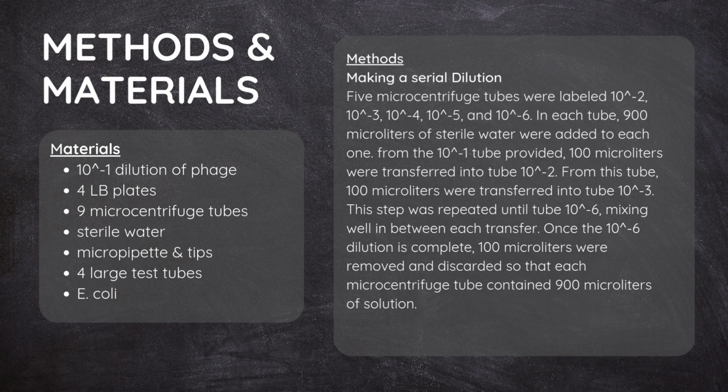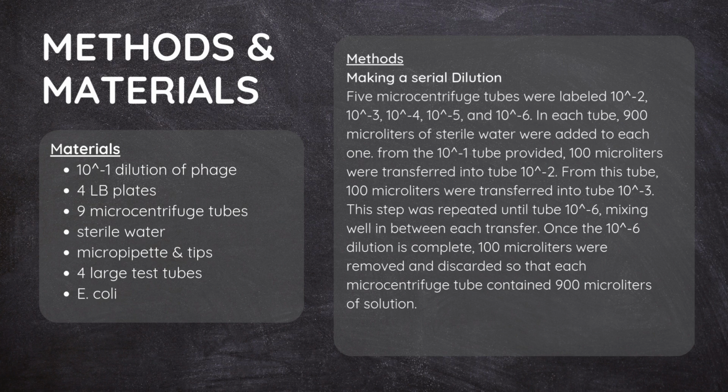For this lab, we used a 10 to the negative 1 dilution of phage, 4 LB plates, 9 microcentrifuge tubes, sterile water, micropipette and tips, 4 large test tubes, E. coli, and the T4 phage.